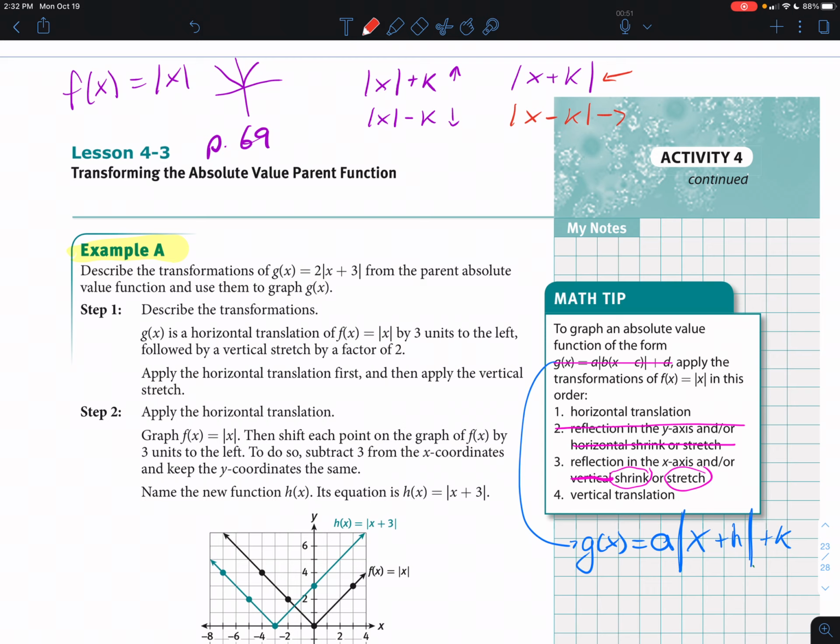If we subtract k on the inside, that moves it to the right k units. And then yesterday we learned about if we have a change in slope. If k is greater than 1, that's a shrink. If k is between 0 and 1, that's a stretch. And if k is negative or less than 0, then that's a reflection. So we're going to combine all those things into one formula.